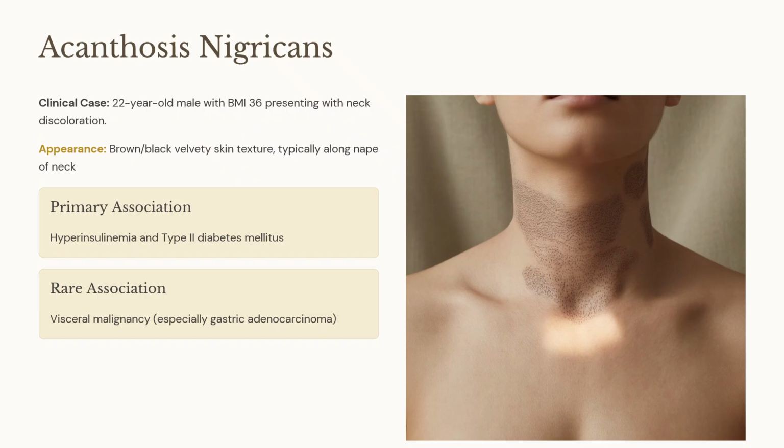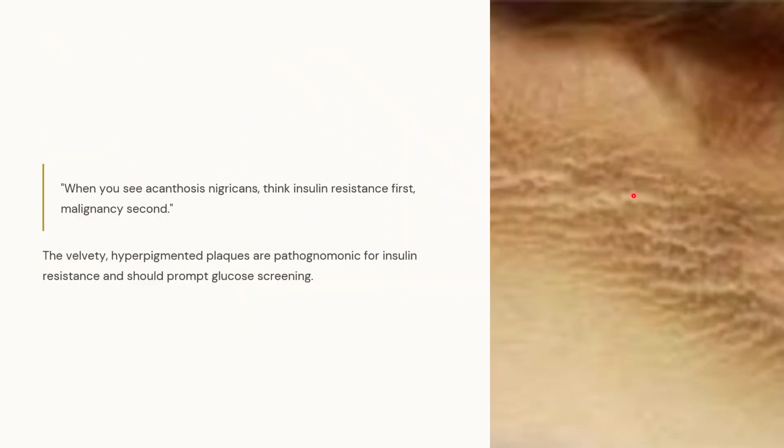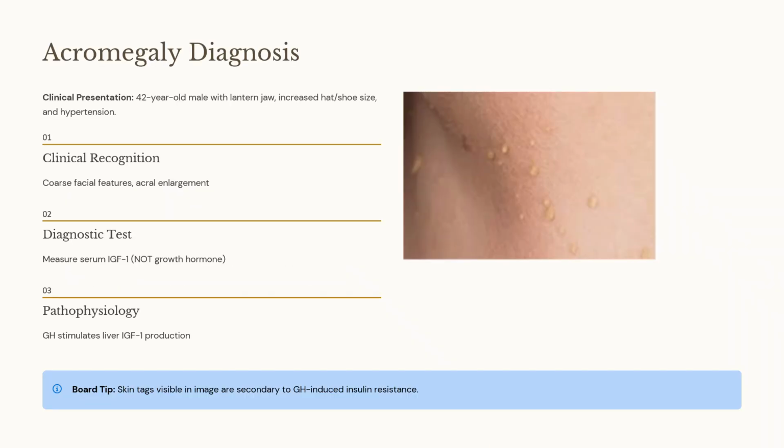Acanthosis nigricans. I will show you the real picture in the next slide. This is how acanthosis nigricans will look. This is the neck picture. So, what is the reason for acanthosis nigricans? The first reason is insulin resistance. The second, not very common, is visceral malignancies. So hyperpigmented plaques are pathognomonic for insulin resistance as well as visceral malignancy.